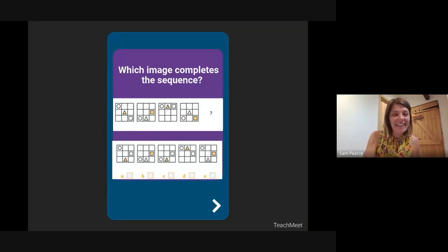So if we have a look at this question, we've got a sequence of images at the top. And then we're trying to find the image that completes that sequence. And we've got 5 options at the bottom. So which of those images do you think completes that series? This one is tricky. You might need a few minutes to look at it. I had to take a few minutes previously.